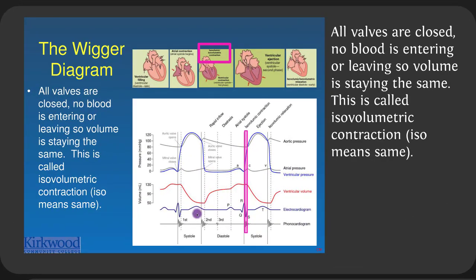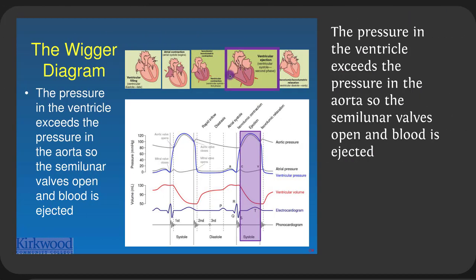Now we move to a very short time where all valves are closed. No blood is entering or leaving, so the volume is staying the same. This is called isovolumetric contraction because, again, iso means the same. So the heart has started to contract. It's going to close the AV valves, but it doesn't have enough pressure to open the semilunars. Once the pressure in the ventricles exceeds aortic pressure, and you'll actually see this crossing over, now the semilunar valves are going to open and blood is going to be ejected from the heart.